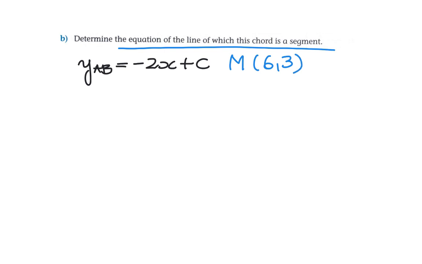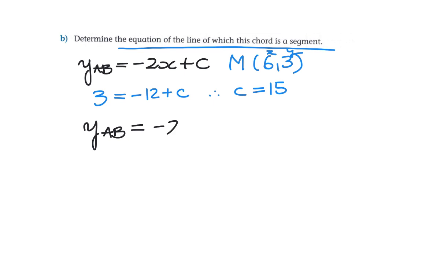So if we sub, that's my x value, that's my y value. So I've got 3 equals minus 12 plus c. Therefore, c is 15. And we get that the equation of my line AB, or of the chord, is y equals minus 2x plus 15. Okay, very simple applications. The only new part of that was the general equation of a circle. And the last part of this question was part C.